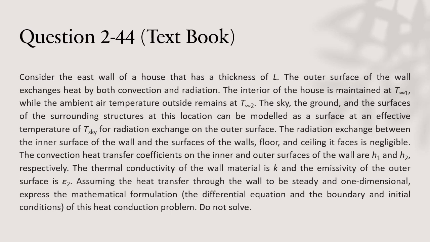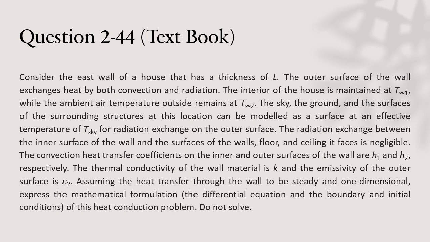In this video, we will look into question 2-44 from our textbooks. Consider the east wall of a house that has a thickness of L. The outer surface of the wall exchanges heat by both convection and radiation. The interior of the house is maintained at T infinity 1, while the ambient air temperature outside remains at T infinity 2. The sky, the ground, and the surfaces of the surrounding structures at this location can be modeled as a surface at an effective temperature of T sky.